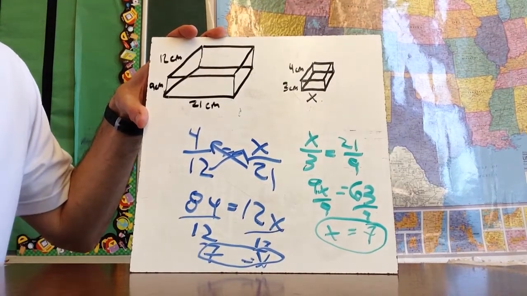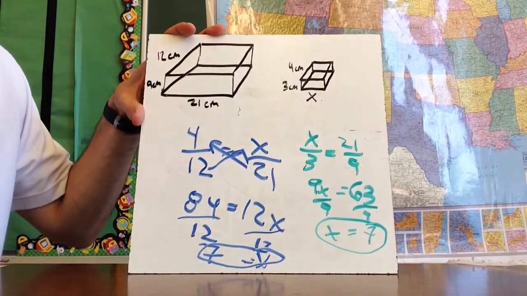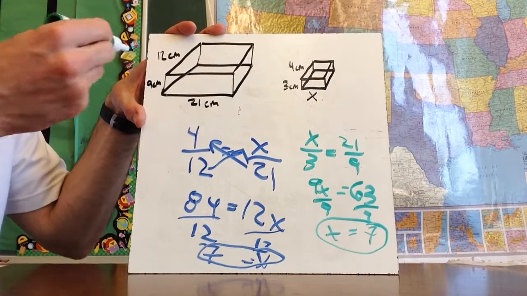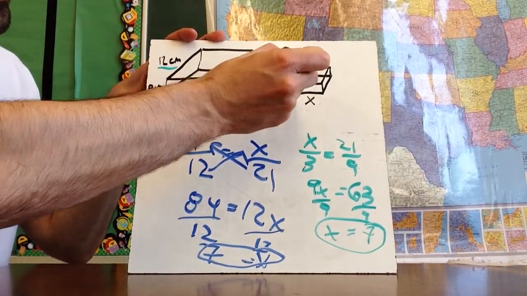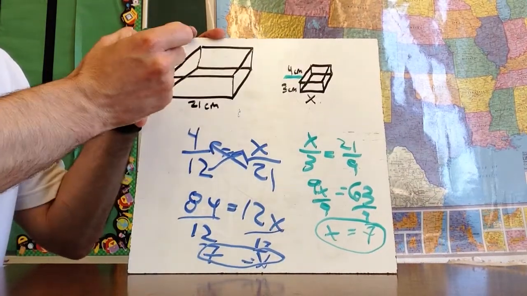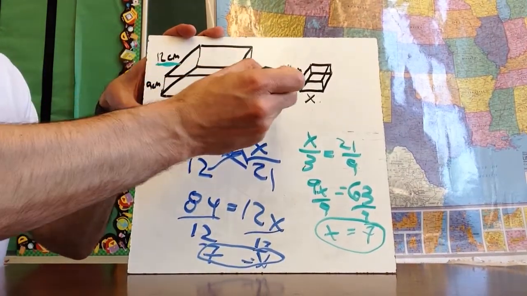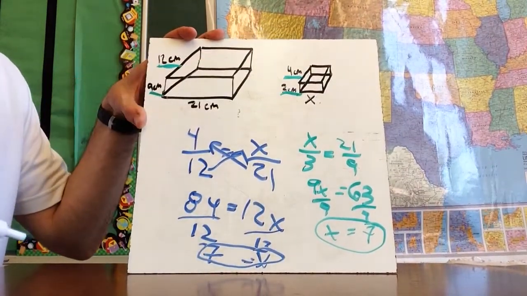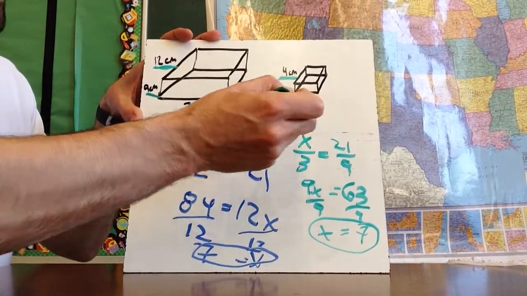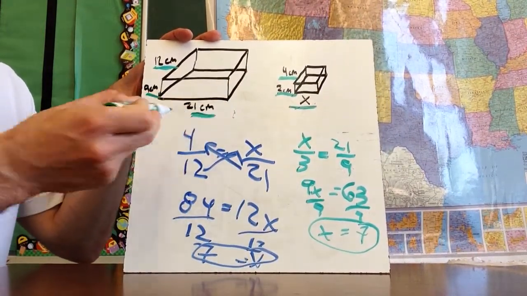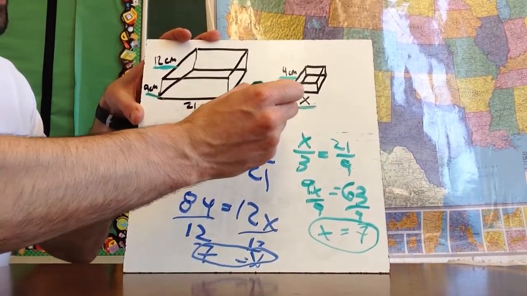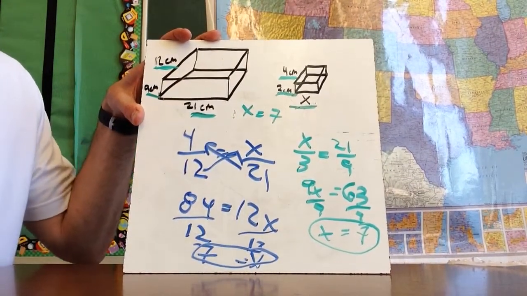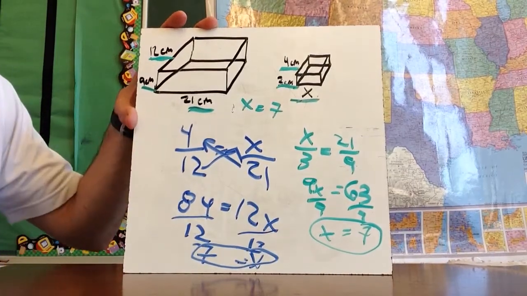And then one last way, and this way doesn't always work, so I don't want you to fall in love with this: to go from 4 to 12, I multiply by 3. To get from 3 to 9, I would multiply by 3. So the question is, what number would I have to multiply by 3 to get to 21? And I know that 7 times 3 would give me 21. So that's another way that you could figure out the missing value.